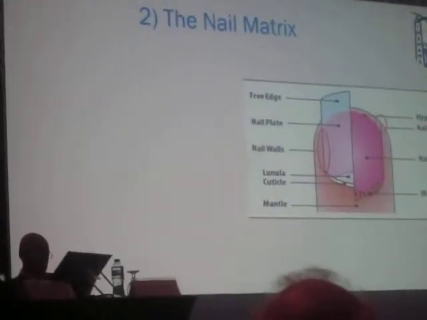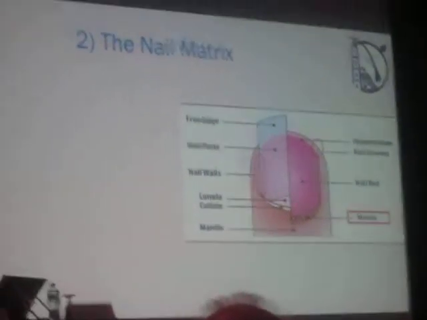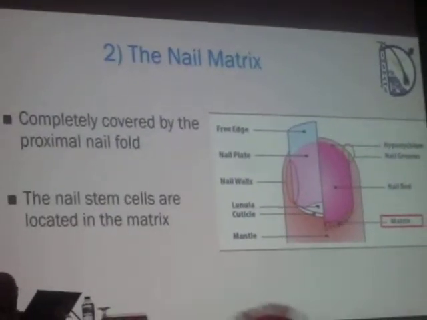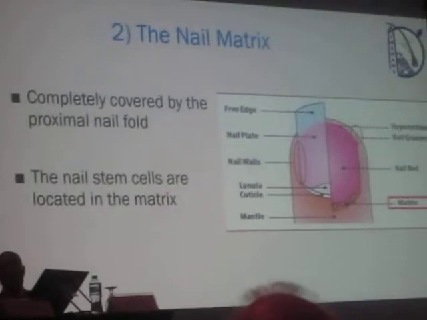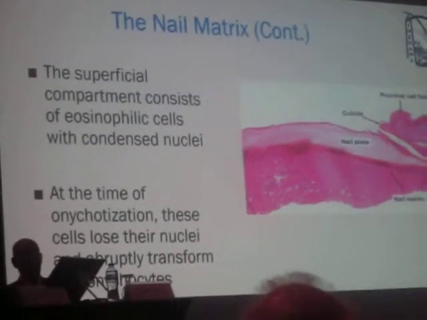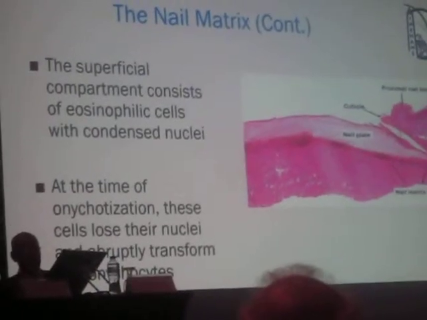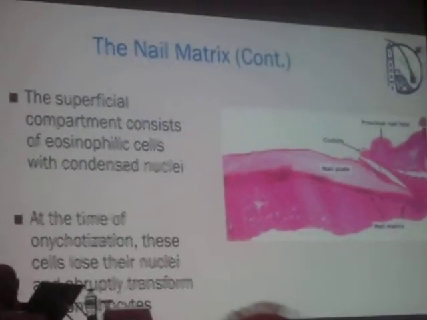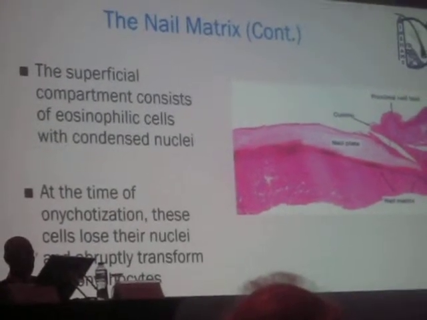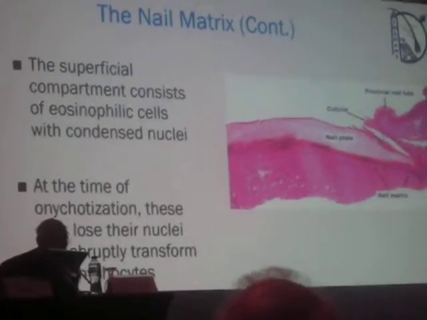Second, the nail matrix. The nail matrix lies completely below the proximal nail fold, being covered by it. The nail stem cells are completely found in the nail matrix. The superficial compartment consists of eosinophilic cells with condensed nuclei. At the time of onychization, or nail plate formation, these cells lose their nuclei and abruptly transform into onychocytes.